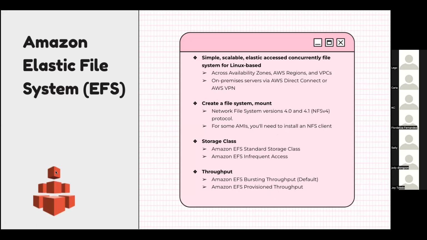In terms of storage classes, EFS also has the standard and infrequent access. So again, obviously standard is much more expensive; infrequent is cheaper. For throughput, aside from storage class, you also have throughput, no? The default bursting or provisioned. So you can even define the IOPS as well. And again, these storage class and throughput settings will affect your pricing.